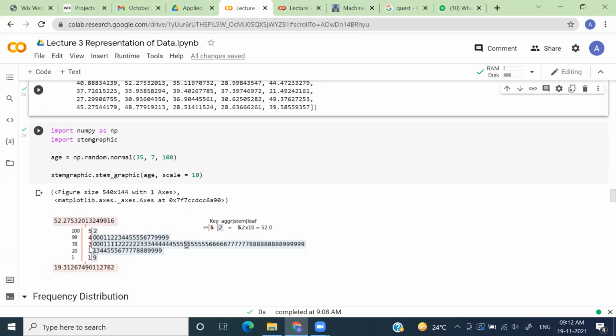Because the majority of people, you'll see, have age 30, 30, 30, 31, 31, 31, 32, 32, 32, like that, right? So just 30 to 40.